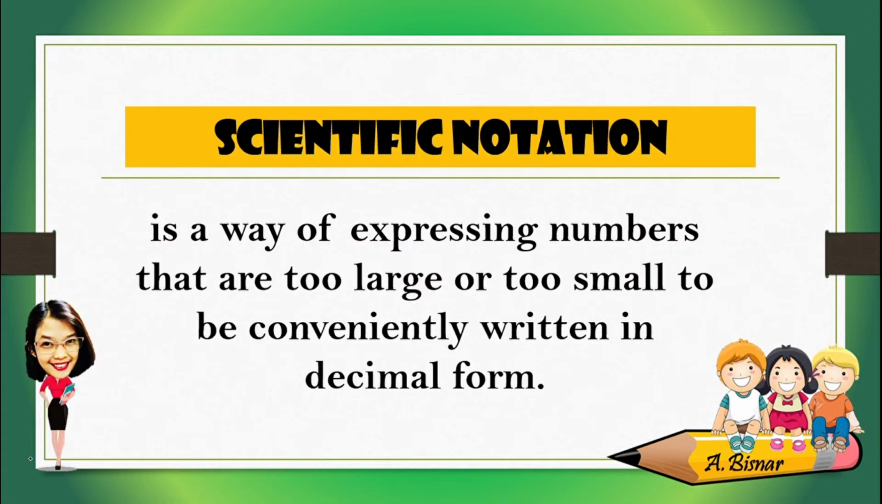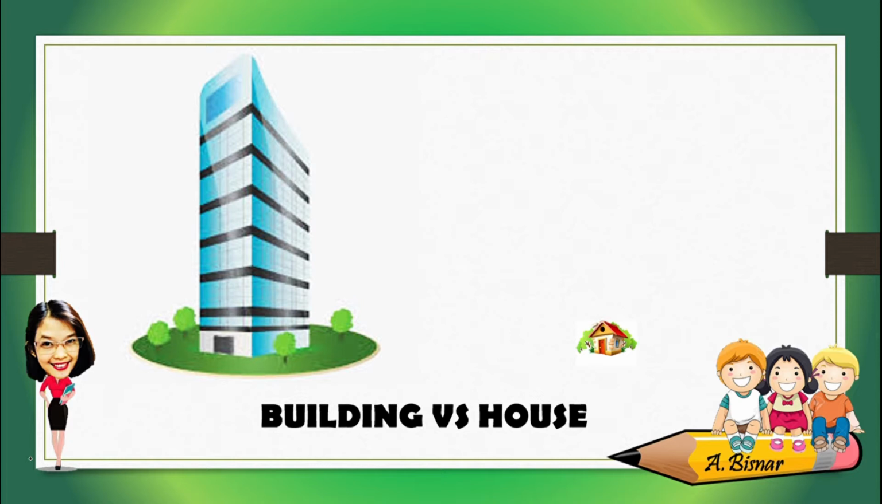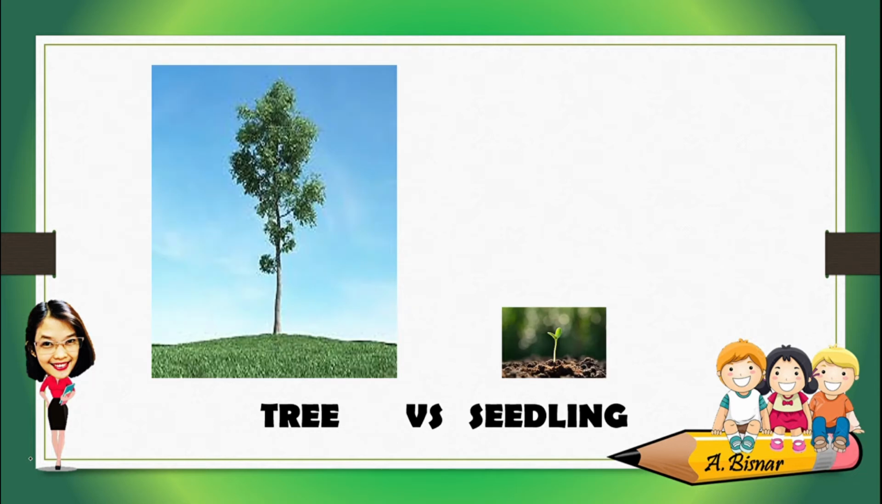So let us define it first. Scientific notation is a way of expressing numbers that are too large or too small to be conveniently written in decimal form. For example, building versus house. As you observe, the structure of a building is too large compared to a house. Same with tree versus seedling. Well, if you compare their height, a tree is taller than a seedling.